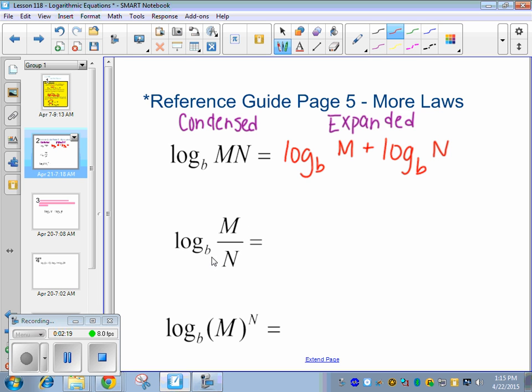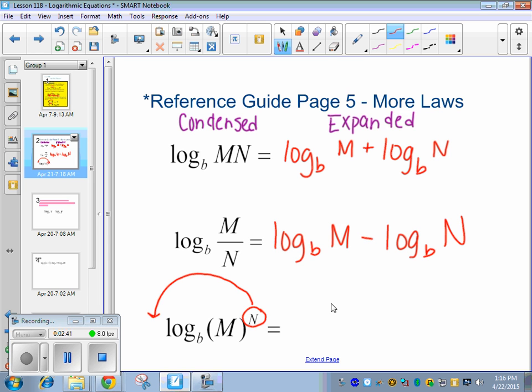For this one, we have log base b of m divided by n. When we expand it, the divide changes to a minus. And then the last one, the rule we learned, was with any exponent. So again, this is the condensed version. When we expand it, we put the n, or whatever is in the exponent, in front.